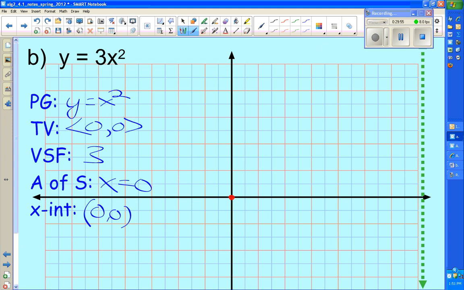Parent graph is right one, up one. What are we going to do? Up 3. Right 2, up 12. So for me, I'm a little bit higher than my grid. Left 1.